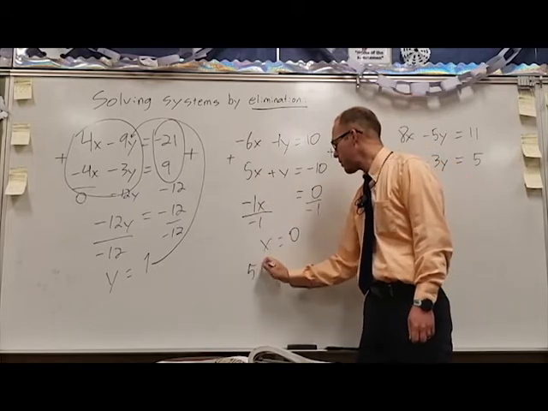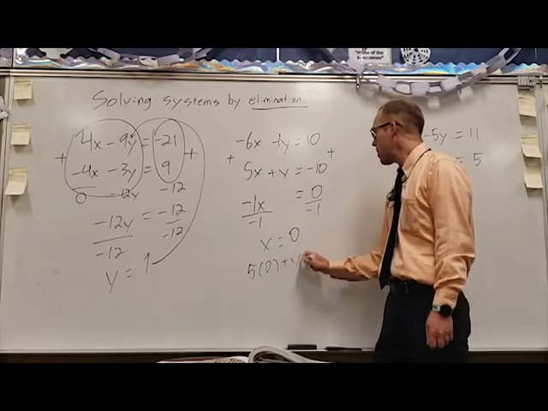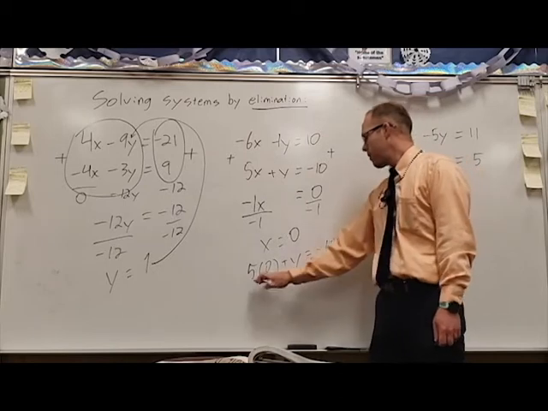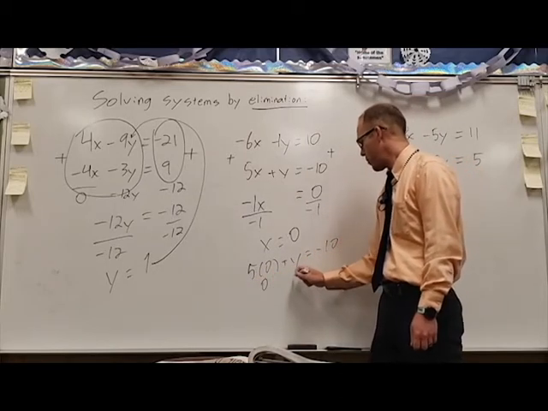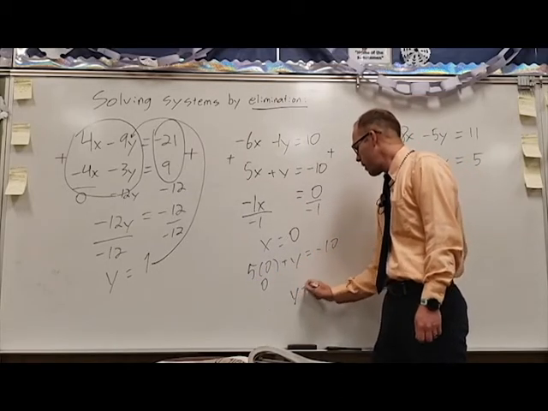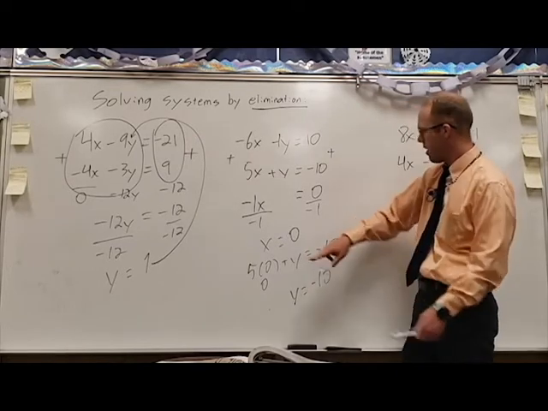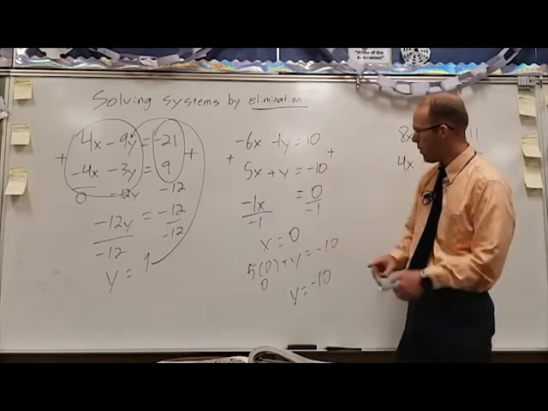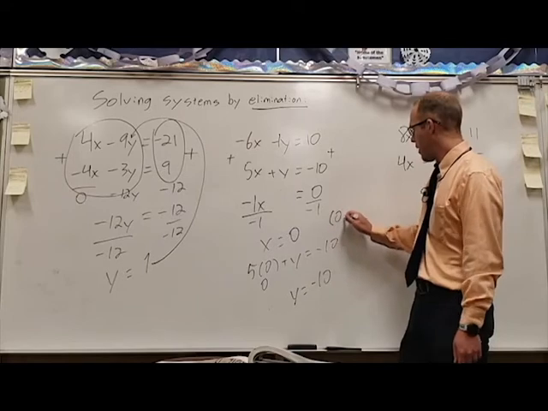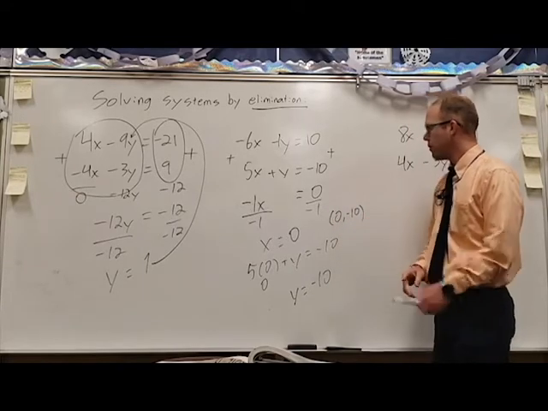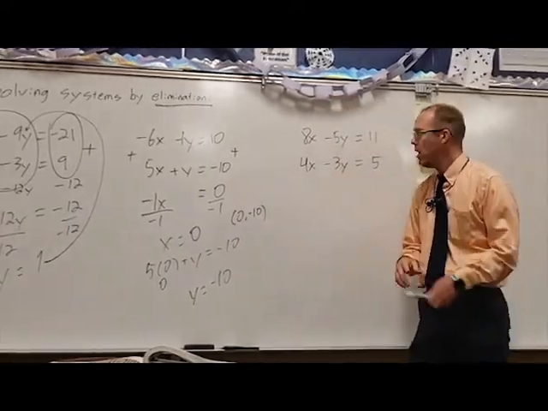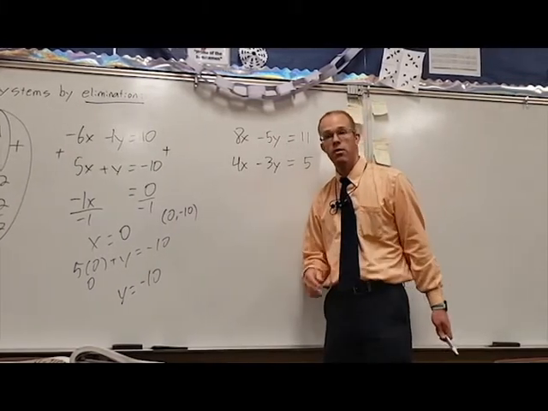That gives me 5 times 0 plus y equals negative 10. 5 times 0 is 0, so we end up with just y equals negative 10, and we're done. It's nice that the y has a positive value as well. So we have 0 and negative 10 is the solution to this one. One more example for this, and then we'll get to some more complicated ones in the next video.